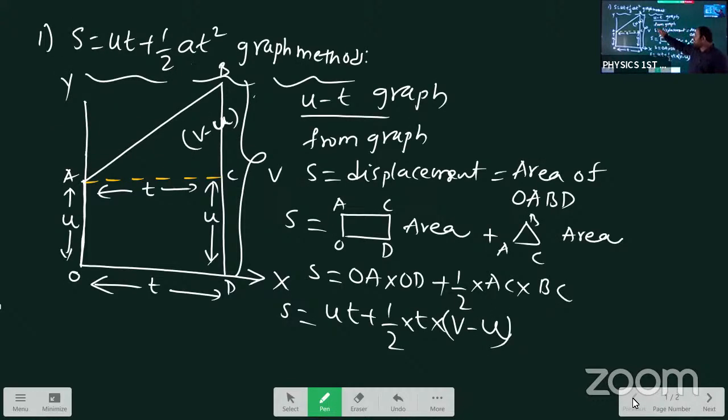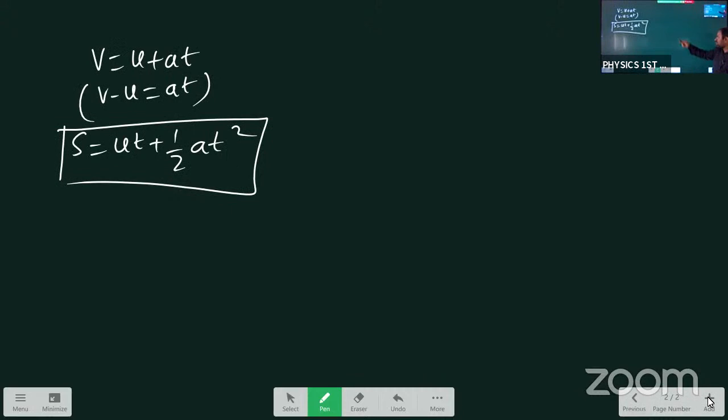Just focus on the diagram. One graph is drawn between velocity and time. This graph indicates the displacement. U is on the y-axis, T on the x-axis. It gives an area, and that area is nothing but displacement. Displacement equals area of rectangle plus area of triangle: length into breadth plus half base into height. V minus U equals AT. This is nothing but the displacement equation.